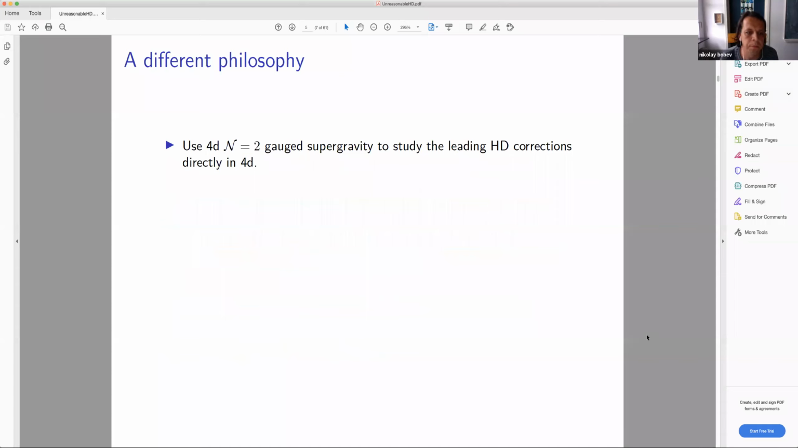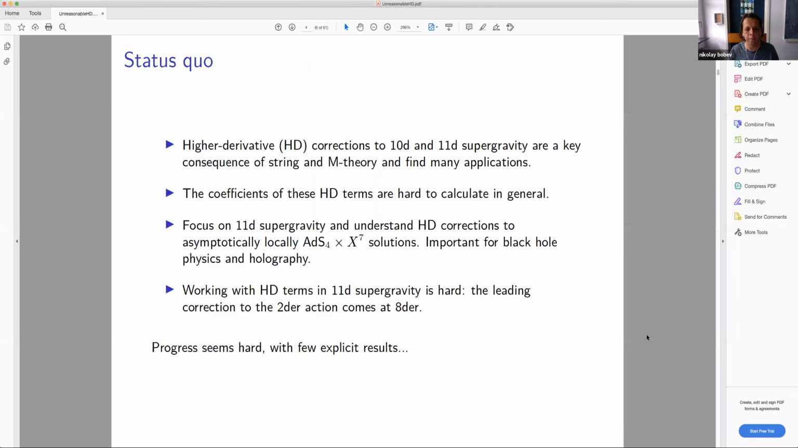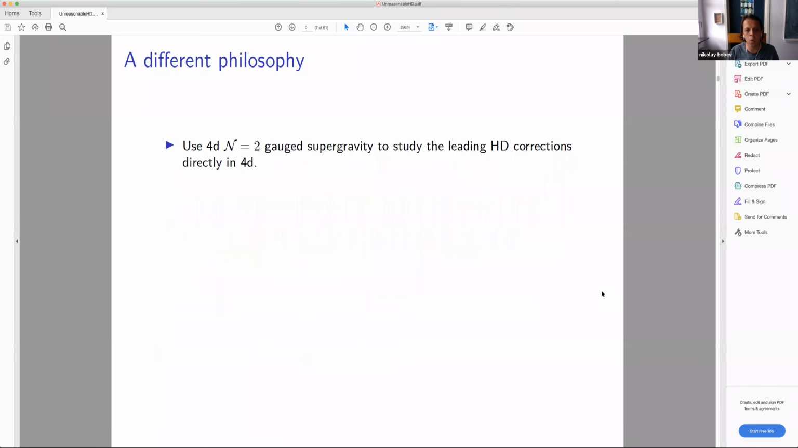We decided to approach this in a slightly different way. We kind of embrace our ignorance here. So we go to four dimensions. We're assuming that there's some explicit reduction from 11D on this manifold X7, which will lead you to some 4D gauge supergravity. And I will keep N=2 supersymmetry. And I'll be asking, what are the corrections to this 4D supergravity action? Can I somehow constrain them and study them directly in 4D?